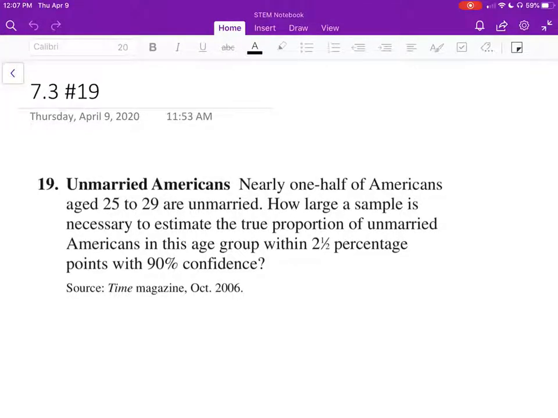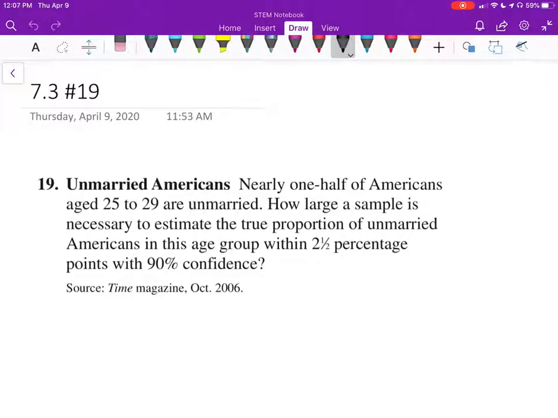7.3, number 19, says nearly one-half of Americans aged 25 to 29 are unmarried. How large a sample is necessary to estimate the true proportion of unmarried Americans in this age group within 2.5 percentage points with 90% confidence? So let's figure out what they want us to calculate here. It says how large a sample is necessary. How large a sample? They want to know our sample size here.